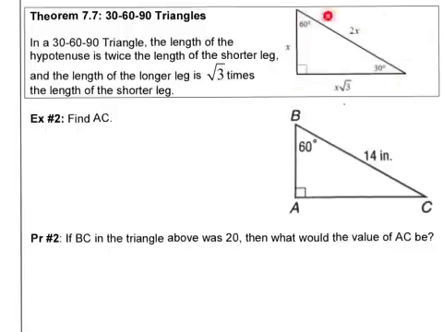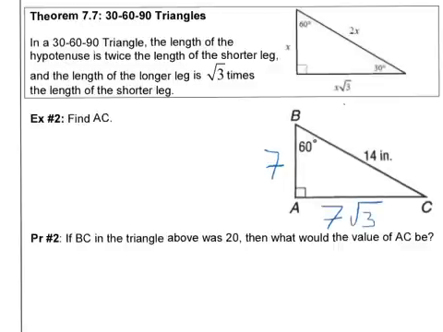Again, they give us a good little diagram here. It says find AC. Okay, well this should be pretty easy. Remember we said, here's the hypotenuse, so here's the shorter leg. It must be opposite the hypotenuse. So this must be 7. And then that must be 7 times rad 3. Easy. That's all we have to do there.